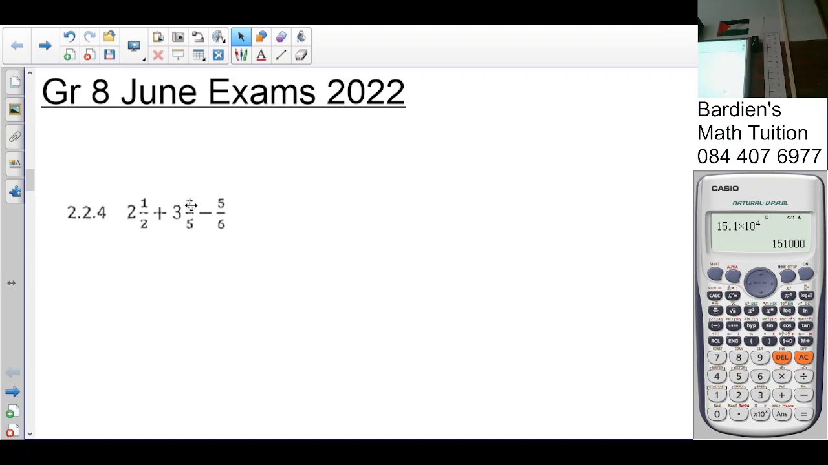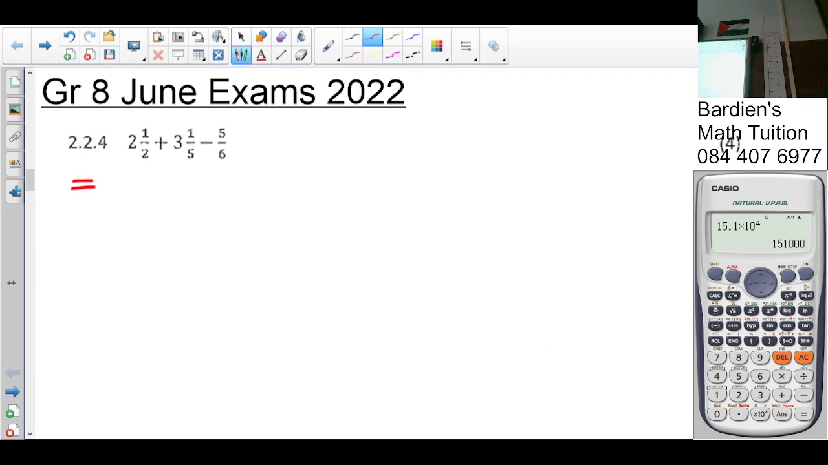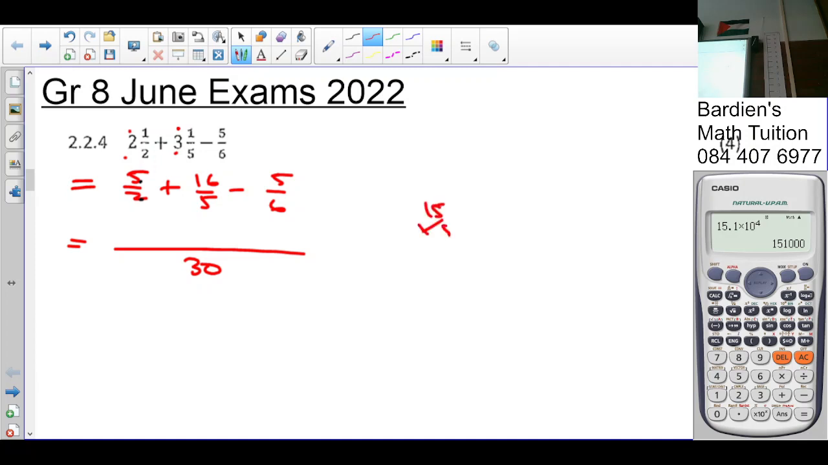The next one. First change to improper fraction. So it's going to give you 5 over 2 plus 16 over 5 minus 5 over 6. My LCM for 2 and 5 is 10, so it's going to be 30. So 2 times what is 30? 15. So it's going to be 15 times 5, which is 75.